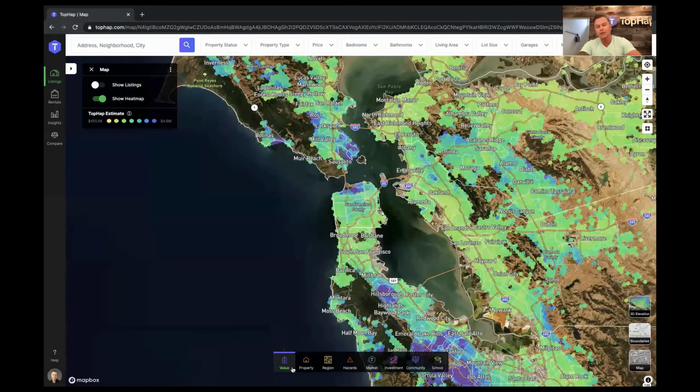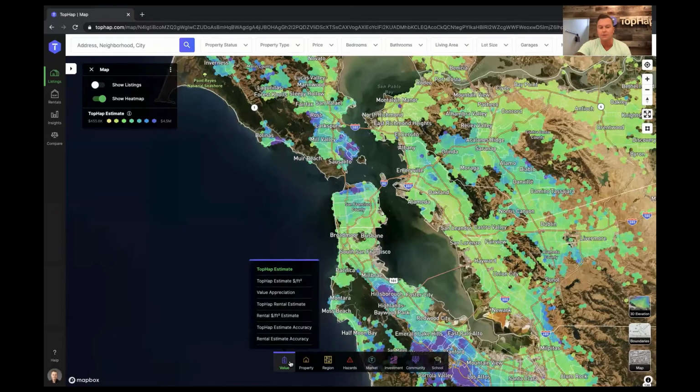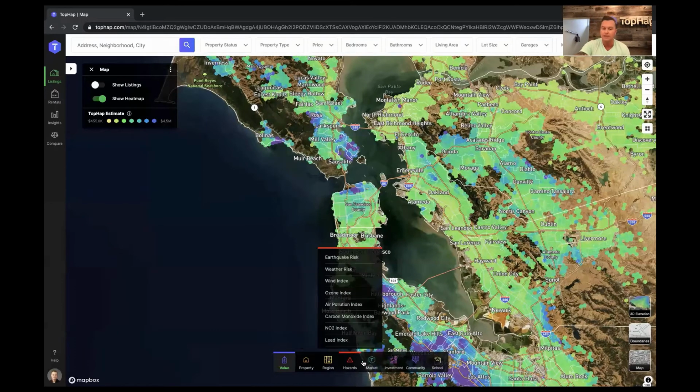So everything on the bottom, this is all of our secret sauce. This is our analytics. Everything here allows you to analyze a region, a street, or a property from different points of view. Value details, property details, area details, hazards, markets, and so on. So let's get down to it.